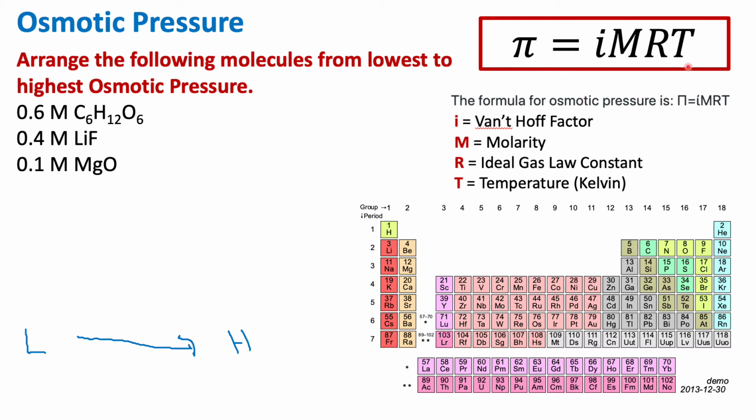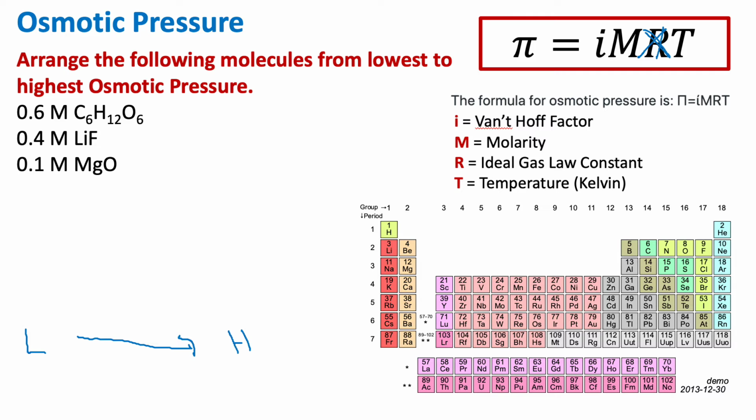If we take a look at our osmotic pressure equation, we can see that we have pi equals Van 't Hoff factor times molarity times the ideal gas law constant times temperature. For all of these different molecules, the ideal gas law constant is going to be the same. Since it's the same in all of them, I'm going to cancel it out. It's not going to make a difference in which one has the largest or smallest osmotic pressure because it's the same value in all of them.